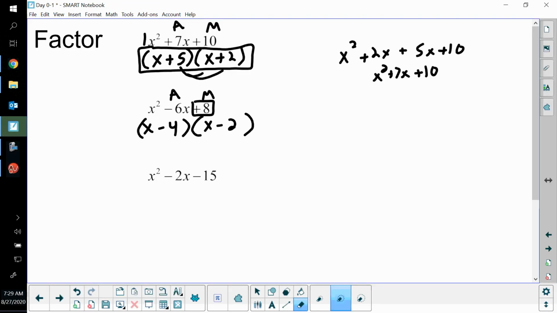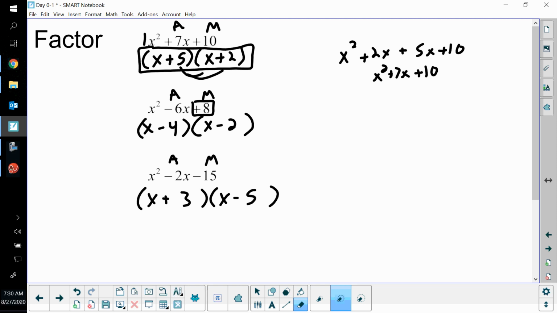Our last one on this page, so we've got 1 in front of the x squared, so we can just do adds to the middle, multiplies to the end. So we want something that multiplies to negative 15 and adds to negative 2. Well, the only way to multiply to a negative is if one is positive and one is negative. So we're going to have x plus something and x minus something. Well, 15, our options are 1 and 15 or 3 and 5. The negative is what we want to add to, negative 2, so the bigger one should be negative. So the thing that will work out here is a negative 5 and a positive 3, because negative 5x plus 3x will give us the negative 2x.